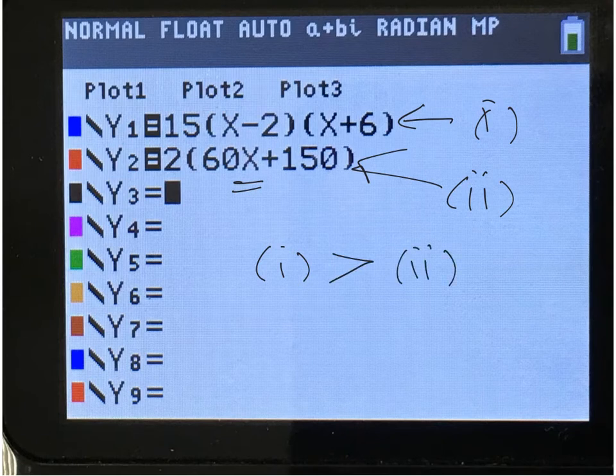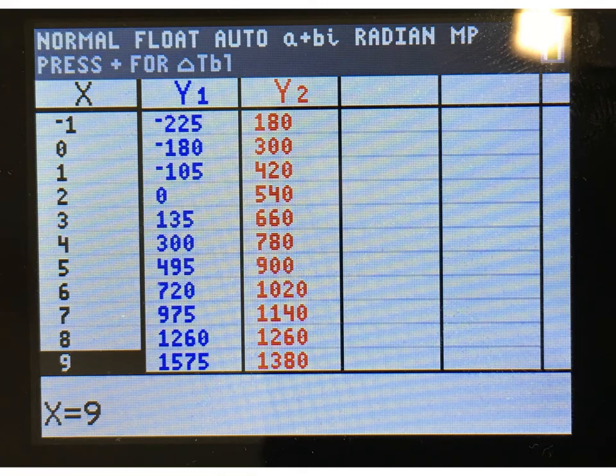So after we've input the 2 expressions into y1 and y2, to get the values of these 2 expressions, we can then go to the table columns. So this is what we have from the table. Remember that what we are looking out for is for y1 to be greater than y2.